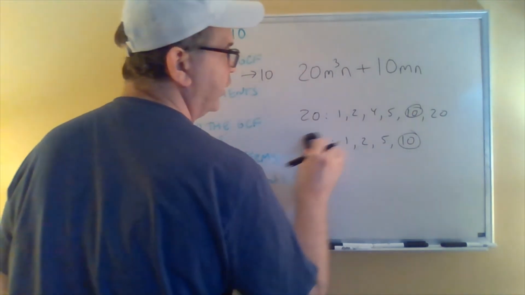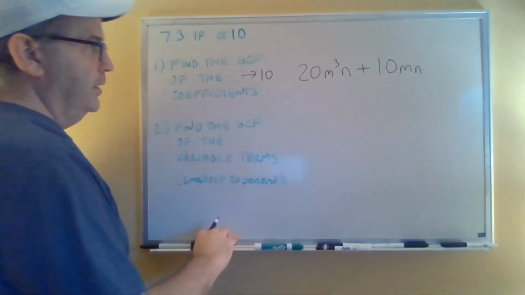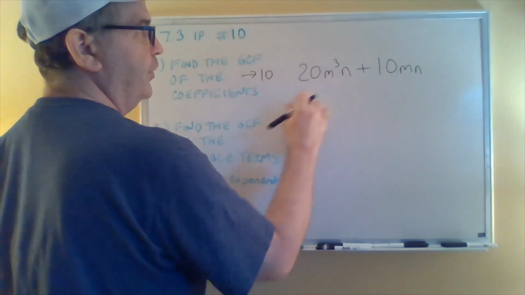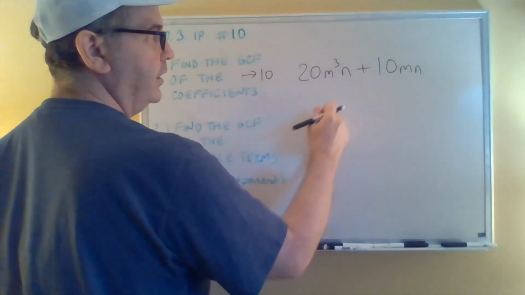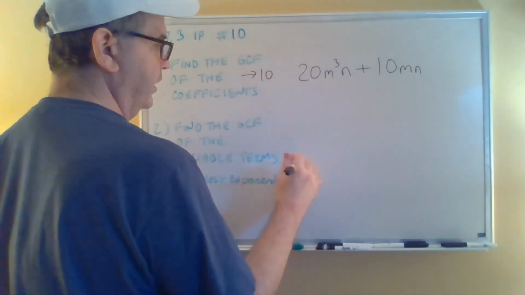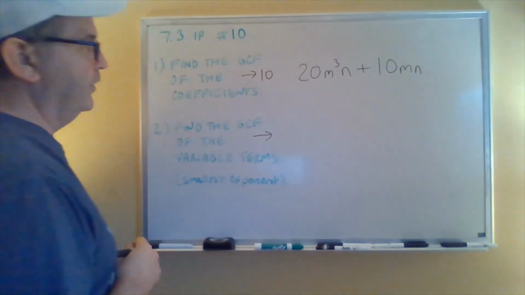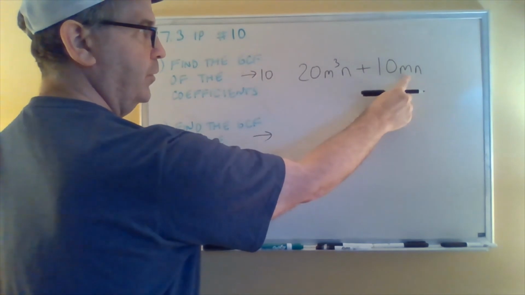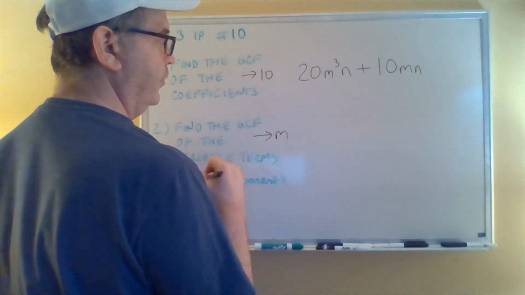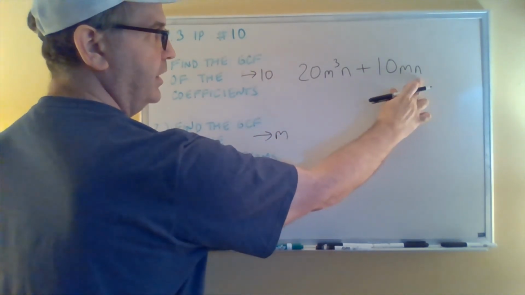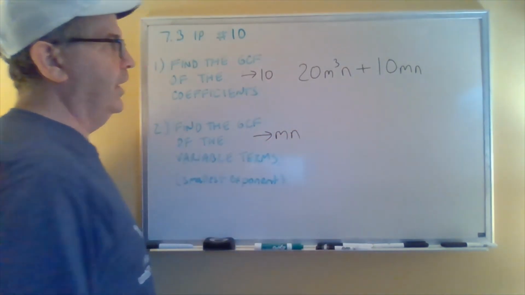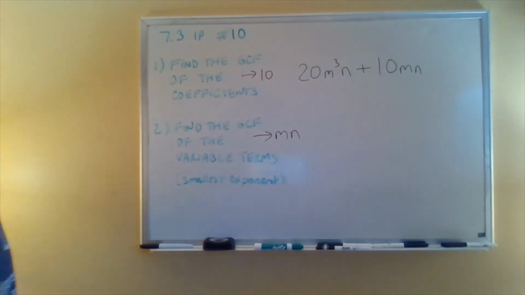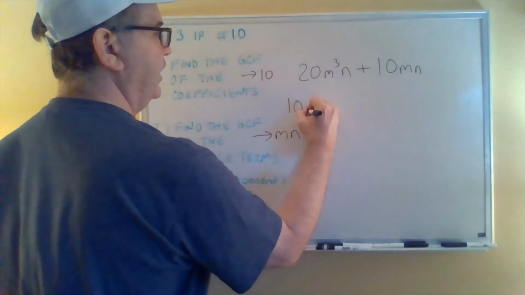Now let's work on the variable part. And we look at variables that are present in both terms. We have m here, and m here, n here, and n here. So we are going to pull out the variables with the smallest exponent. Let's look at m first, m to the third and m to the first. So we're just going to pull out that m. Then we have n here and n here. So that's our common factor. We have n present in both of them. So our greatest common factor is 10mn.